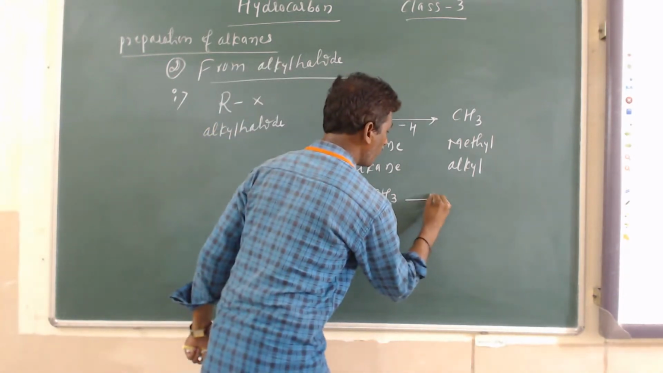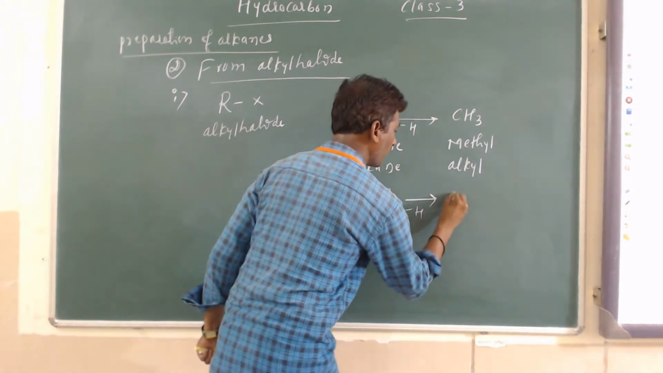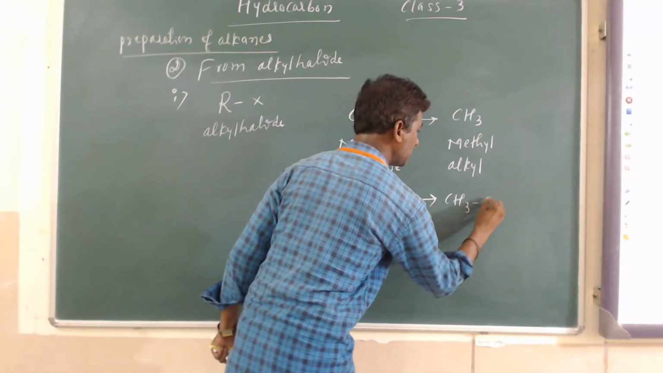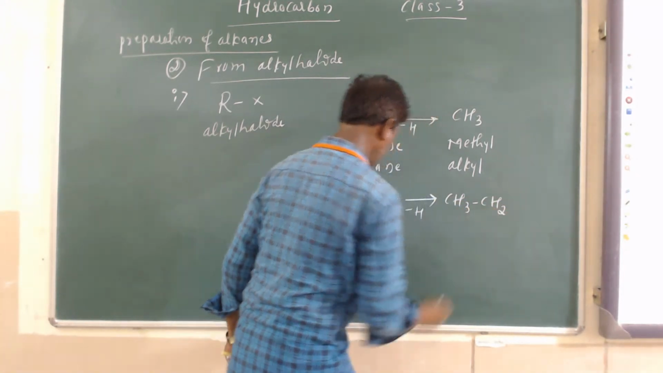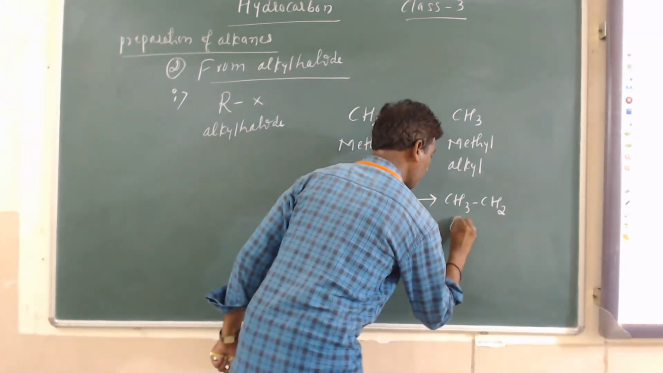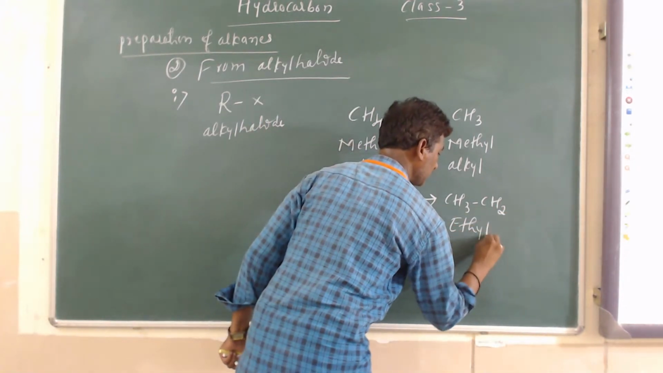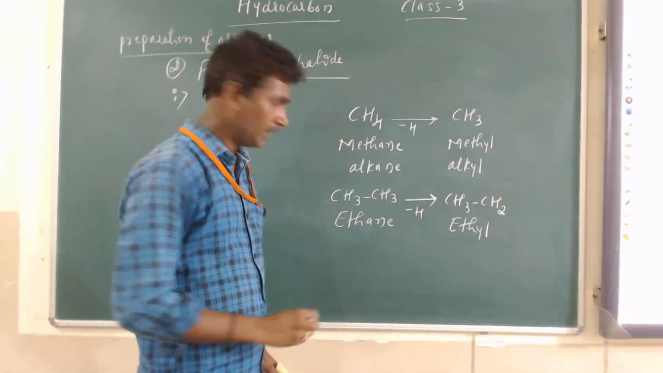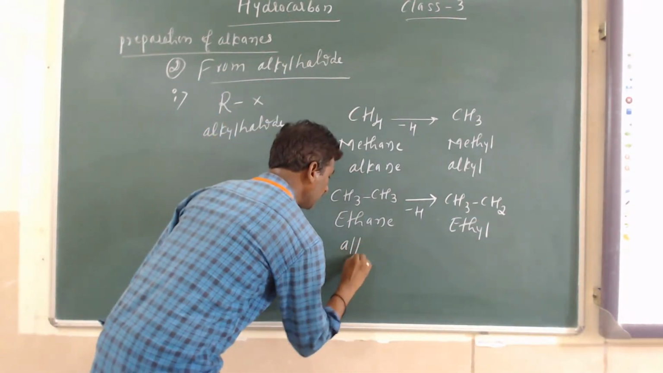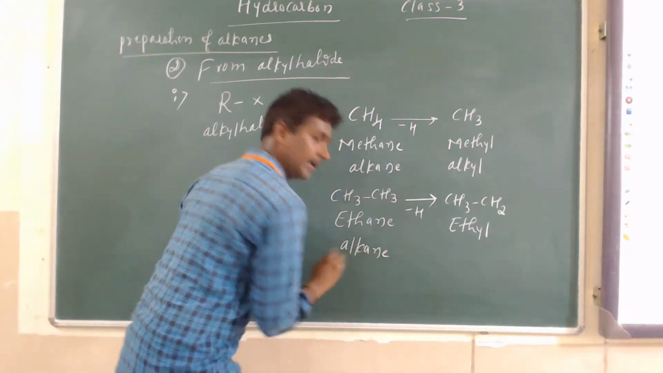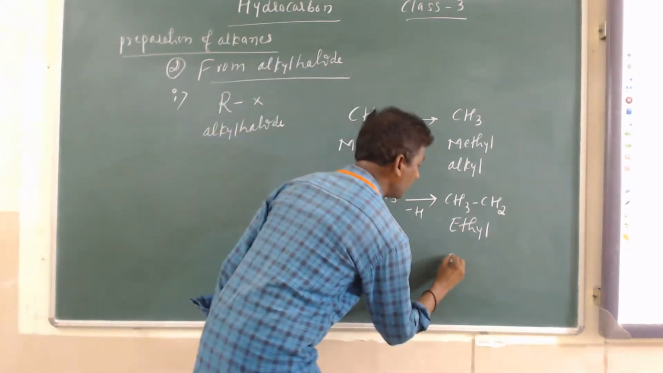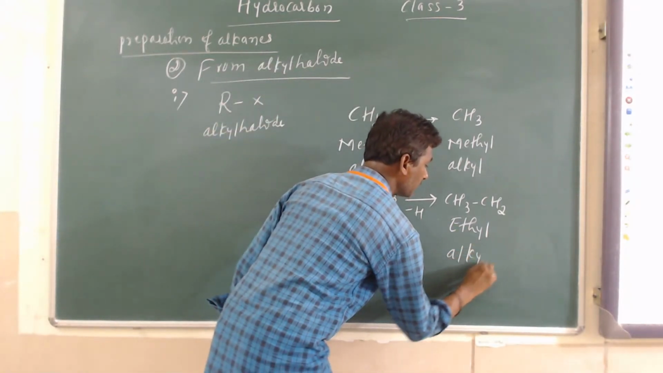Minus one hydrogen atom. This is CH3CH2. It is called ethyl. Ethane is nothing but an alkane. Ethyl is nothing but an alkyl.